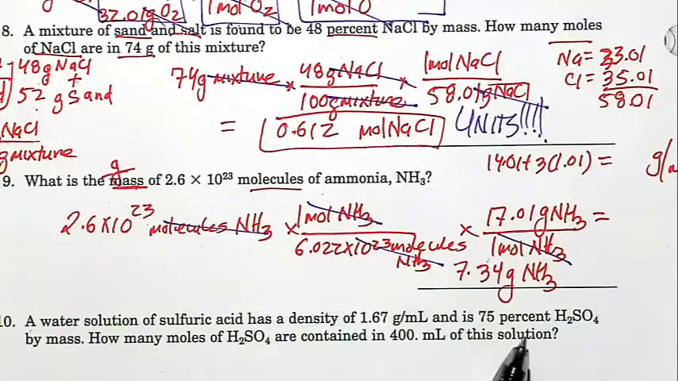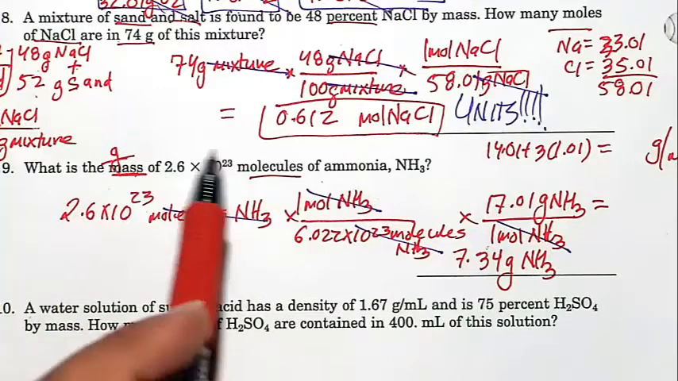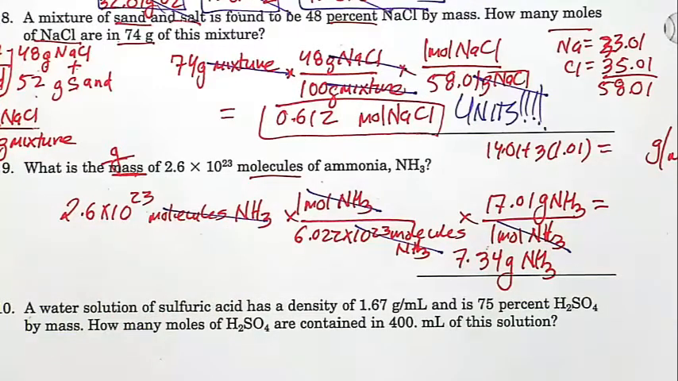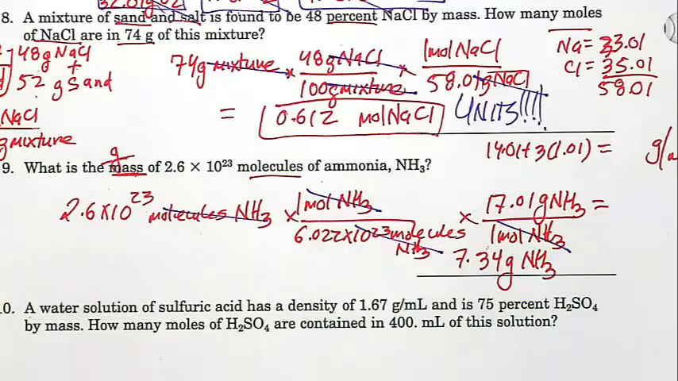Let's say ammonia is 100% Pine-Sol, and I was able to weigh out 7.34 grams of Pine-Sol. Let's pretend it's all ammonia. Then that 7.34 grams of Pine-Sol that I give to you actually contains 2.6 times 10 to the 23 molecules of ammonia, assuming all of that Pine-Sol is ammonia.